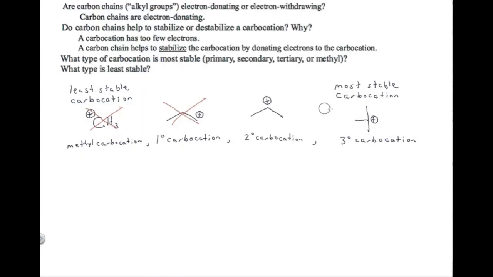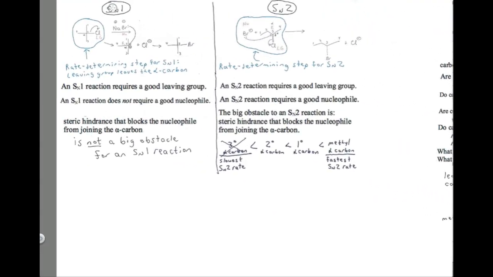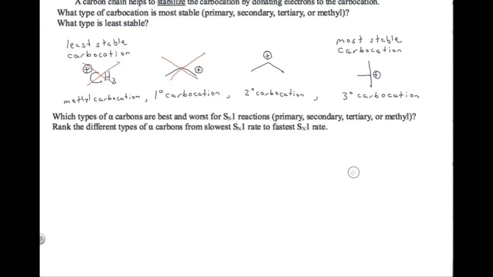Now remember that our goal from all this discussion was to determine which types of alpha carbons would be best for an SN1 reaction. We want to decide which types of alpha carbons are best and worst for SN1 reactions. And now we finally have built up the material we need to figure that out. Next question. Which types of alpha carbons are best and worst for SN1 reactions? Rank all the different types, from slowest to fastest. This is a question that you should be able to figure out the answer to based on what we've discussed so far. So pause and answer this question.